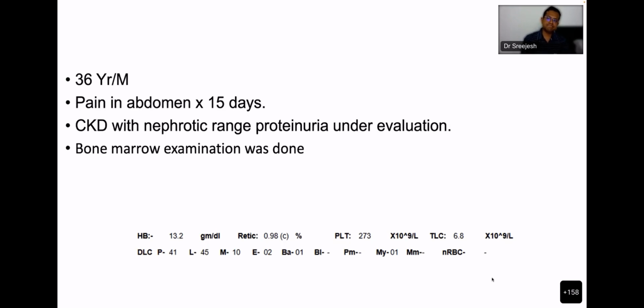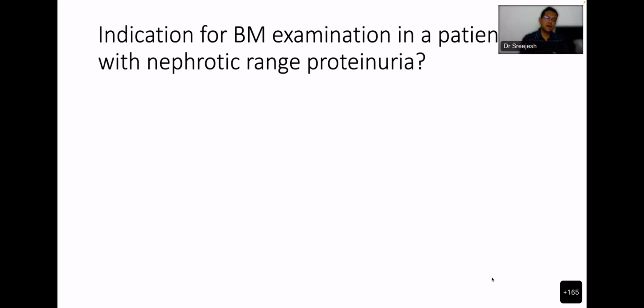Okay, sir. It's a 36-year-old male with pain in abdomen for 15 days and CKD with nephrotic range proteinuria under evaluation. Bone marrow examination was done. The hemogram is given, and it appears to be normal. Right. My first question is, Dr. Karthika, what are the indications for bone marrow examination in a patient with nephrotic range proteinuria?